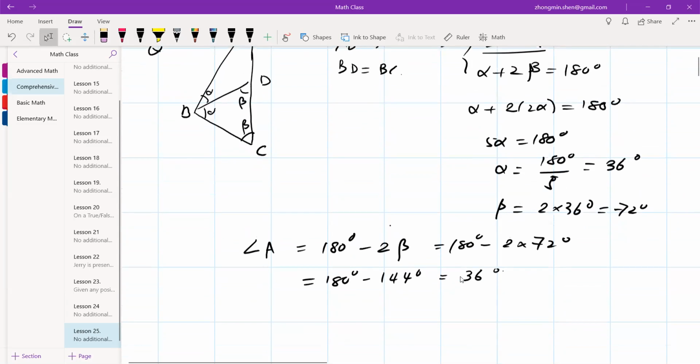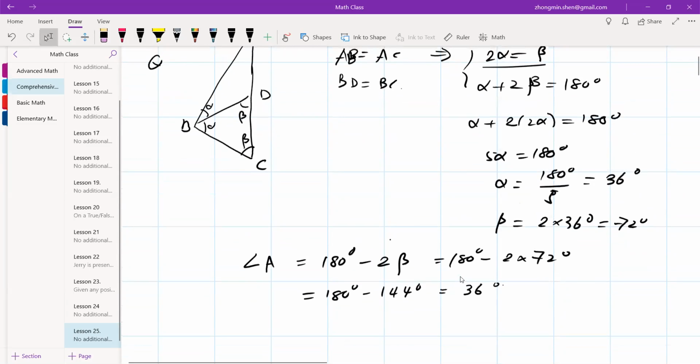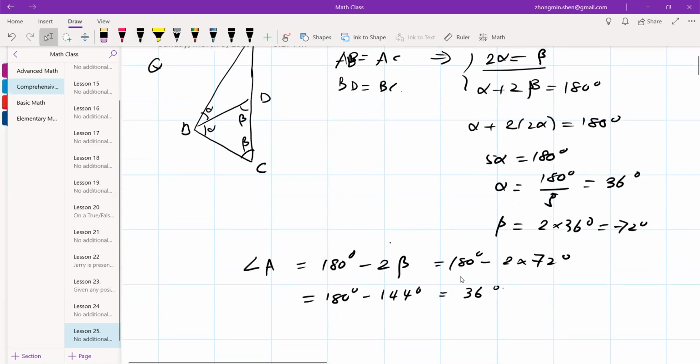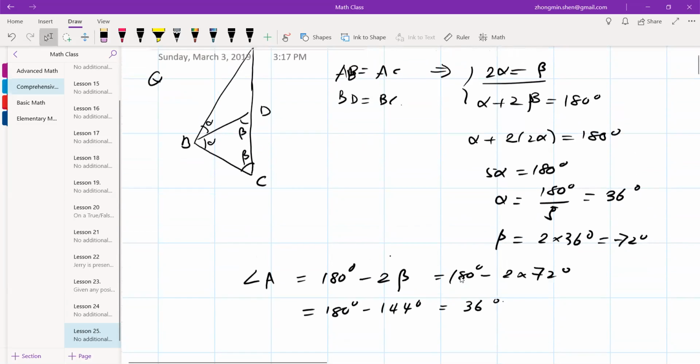Why do I need to subtract 144 degrees? You see, I'm applying the formula here. You see, this is A, that's B and C. If this is a beta and this is a beta, how can I get another one? The sum of the three angles.